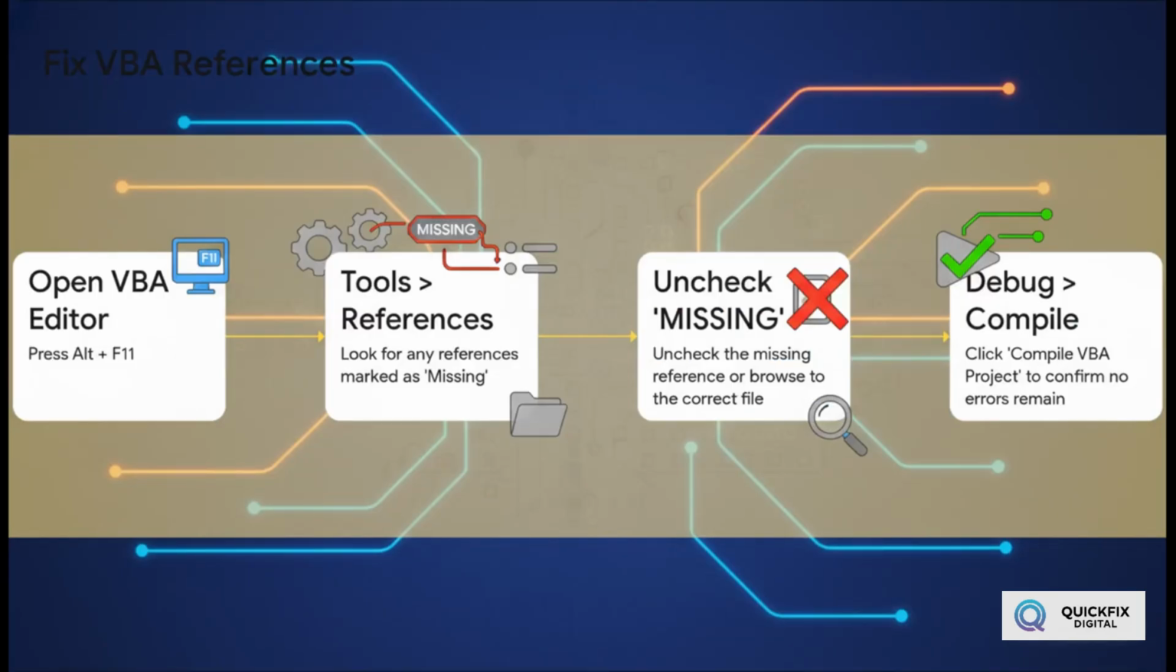Okay, pop open the VBA editor. You can just hit Alt plus F11 as a shortcut, then go to Tools and click References. Look for anything marked as missing and just uncheck it. Finally, go to the Debug menu and compile the project. That should lock in the changes.